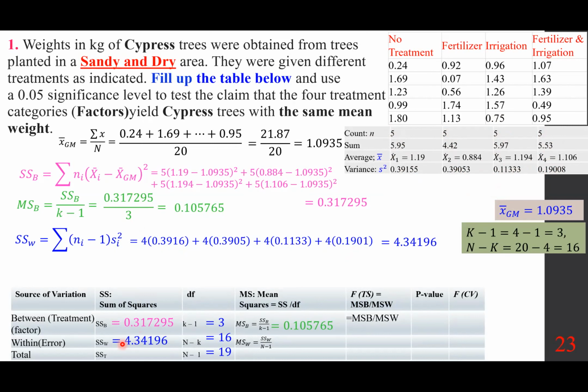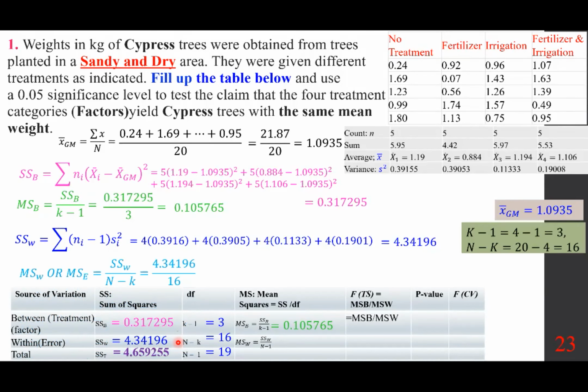And of course, the sum of squares total is the sum of the two numbers. Sometimes if one is missing, you can find the missing one. Understand the sum of these two must be equal to the last.